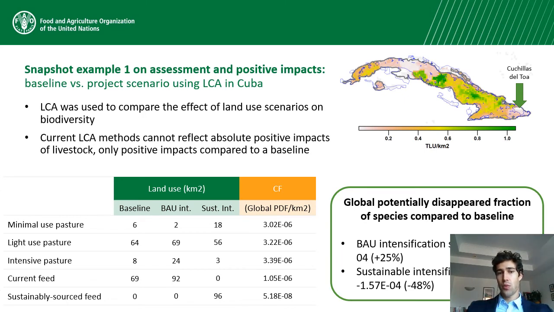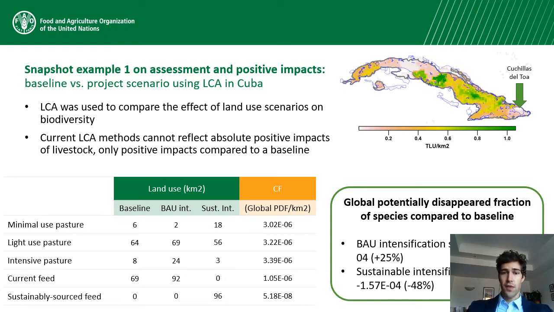In a first scenario, which is the current trend, the business as usual intensification, the livestock sector is growing, and some of those pastures will be shifted to a more intensive use, and there will be also more import of external feed. And then the alternative project scenario would be more of a sustainable intensification, with, on the contrary, shifting to more extensive pasture use and again relying on imported feed, but making sure it's sustainably sourced.